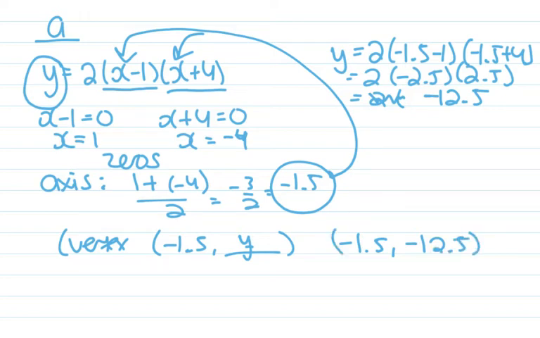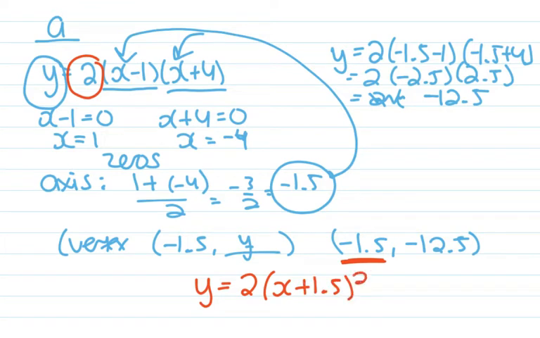Now we need to put this into vertex form. So the a value stays the same. So we'll have y equals 2, bracket, vertex form is x minus h, this is h, so it would be x minus negative 1.5, which is x plus 1.5, squared, minus 12.5, and that is now in vertex form.